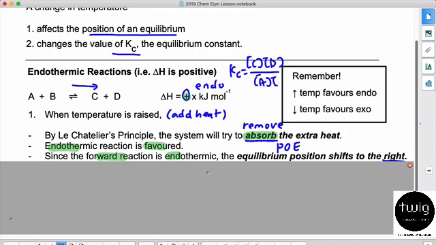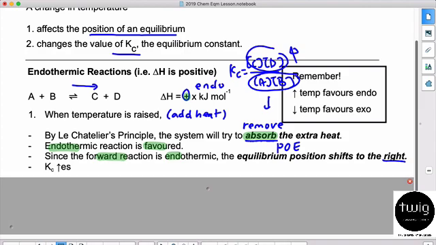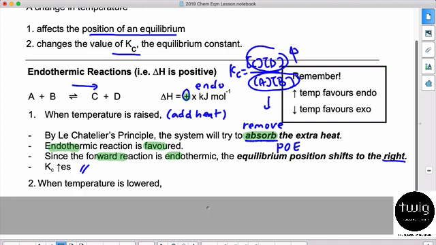So this is the time that Kc will change: temperature. So you shift to the right, C and D here will increase. B and A will decrease. So Kc will increase. So this is the point where I change temperature, Kc will increase. Okay, let's try one more where temperature is lowered. And then after that, we can actually do questions already.